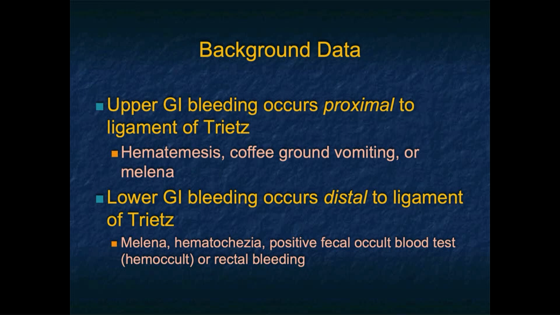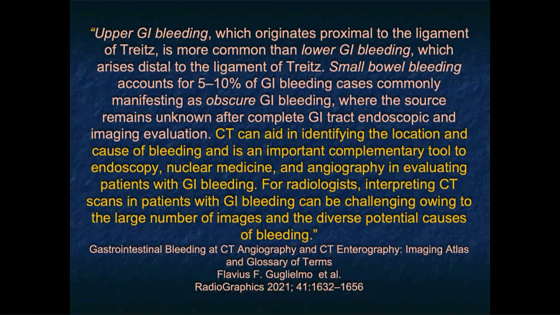We typically think about bleeding as upper and lower GI bleeding. And classically, it's been said that upper GI bleeding is outside the scope of radiology typically, and it's really for endoscopists. And our focus is on lower GI bleeding, which is distal to the ligament of Treitz. But I will tell you that these days, I think we do both upper and lower GI bleeding.